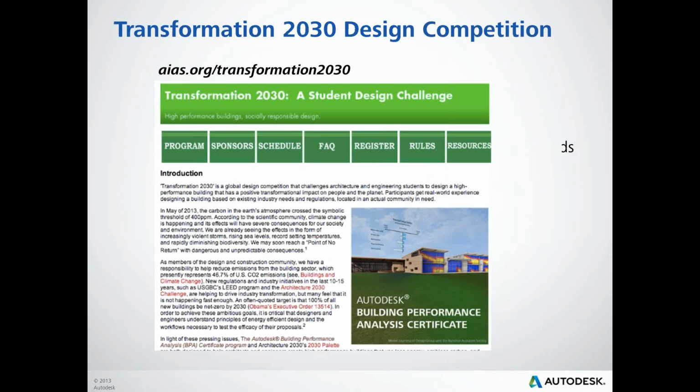We also have a design competition, which is something that I want to take a minute to tell you about. We've partnered with the AIAS and also with Architecture 2030 to create a design competition that we're calling Transformation 2030. The URL for it is right here. The registration deadline is in January, but the deadline for submittal is not until April. And it's, again, synergistic with the BPA certificate course. Completing the BPA certificate course is a prerequisite for entering the competition.